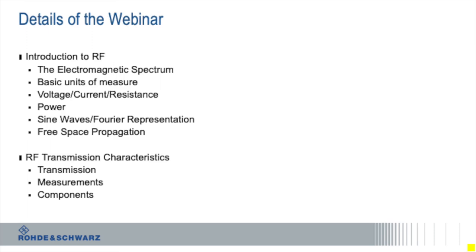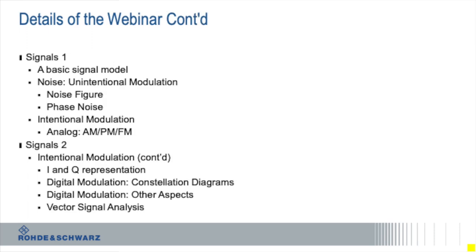In the afternoon, basic signal model, noise figure, and phase noise are the kinds of noise that we typically measure. Then intentional modulation, so that's disturbing the sine waves in some manner to put information on them. It'll be analog AM, PM, FM. Then we'll go into more intentional modulation, but that's going to get more into vector or digital modulation. So that's kind of more of interest today. You don't really see a lot of analog modulation anymore. It's sort of Stone Age now, like me.